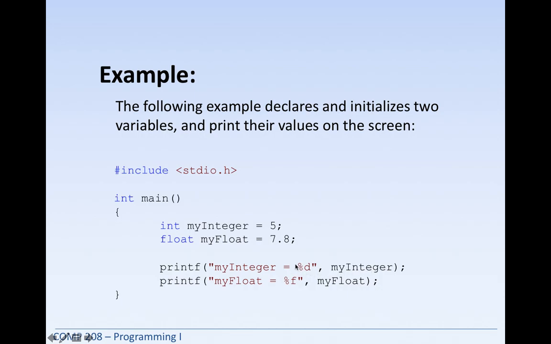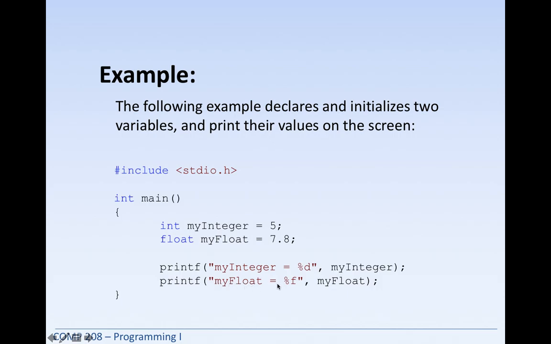The most important thing is that %d is telling the compiler that the string of characters is followed by a comma and an integer. And in this case, the integer is my integer, which is stored in memory as 5. So the output would be "my integer equal", and this %d is replaced by my integer, in this case, replaced by 5.